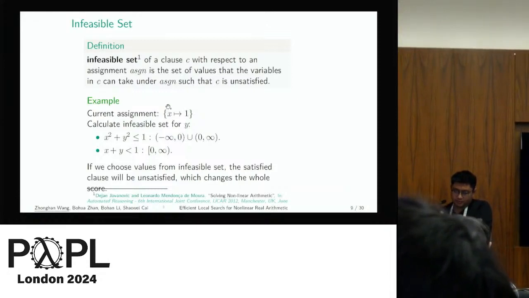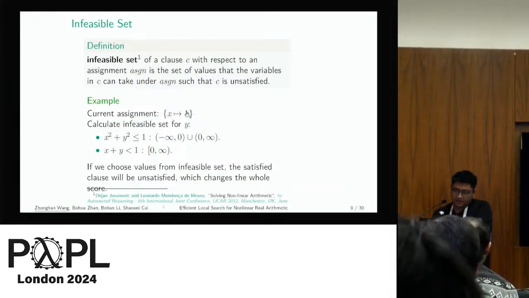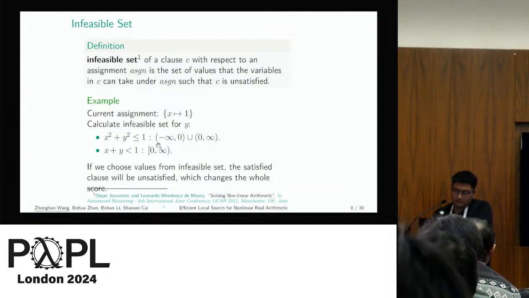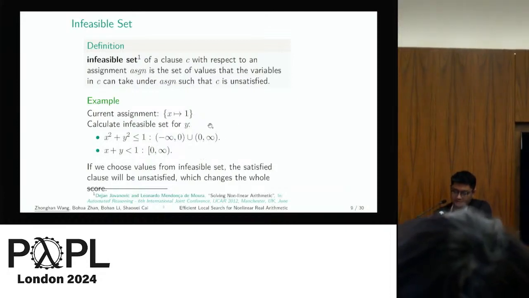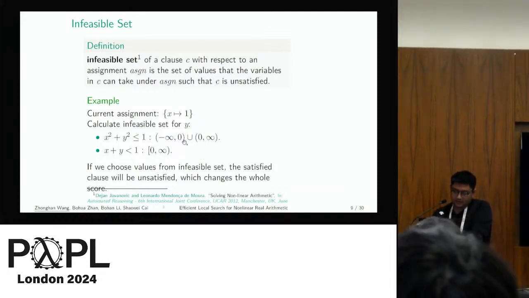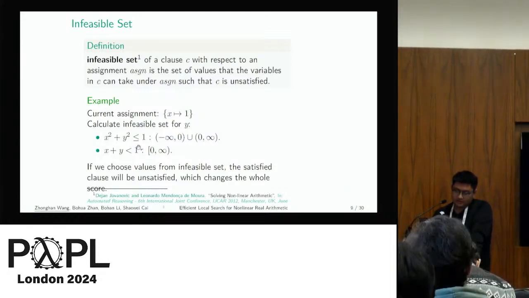Here's an example. Assume that x takes the value of 1, and the two clauses that contain x can each get some invisible set. The first one, x can only be some value: if x takes 0, the clause is satisfied. Otherwise, it is always unsatisfied.